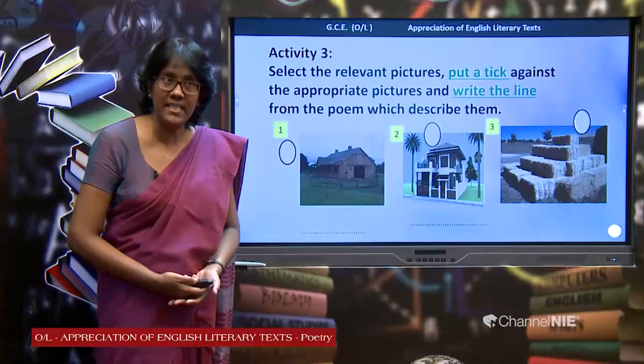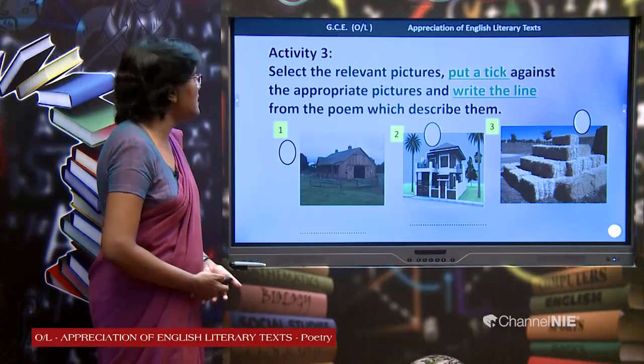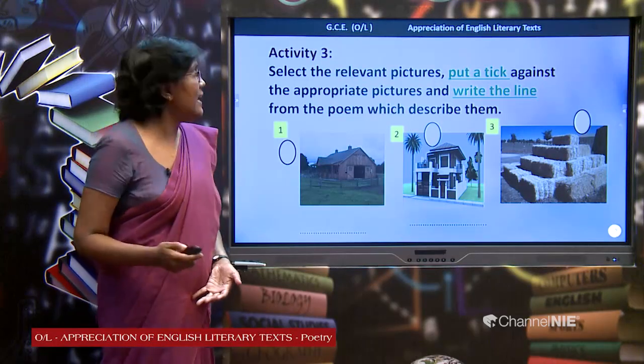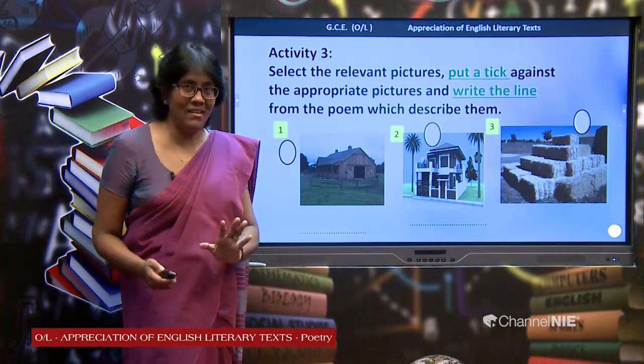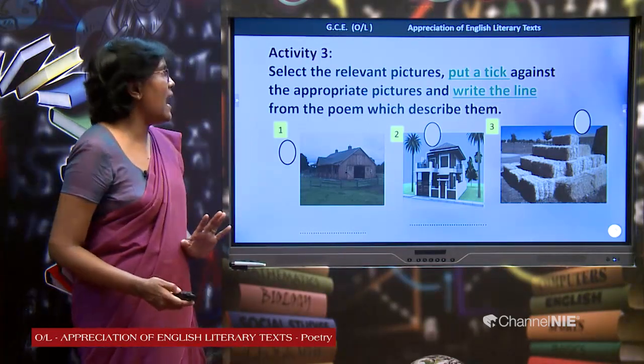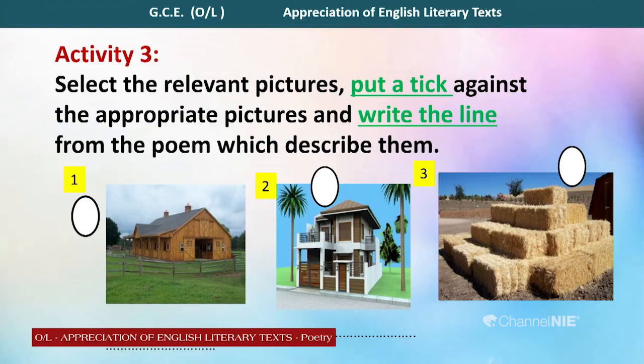Right, there is an activity. This activity, of course, is to select the relevant pictures. You are going to select the relevant pictures. Very easy, children. Put a tick against the appropriate pictures. So you can do it with me also, and write the line from the poem which describes them. Actually, you can look at the picture and tell or think about the appropriate line.